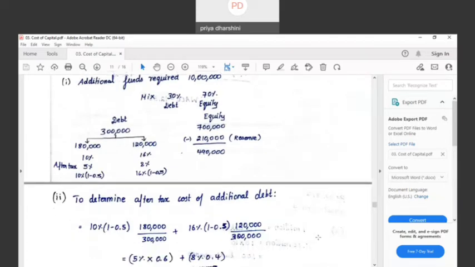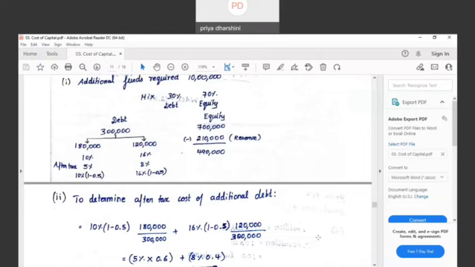What is told here? Aries Limited wishes to raise additional finance of rupees 10 lakhs for meeting its investment plans. It has 2,10,000 in the form of retained earnings available for investment purpose. The following are the further details. Debt equity mix is 30%, 70%. Cost of debt up to 1,80,000 is 10% before tax. Beyond 1,80,000 is 16% before tax.